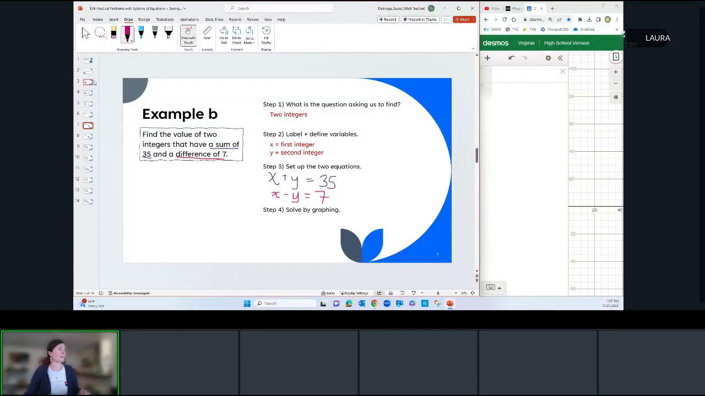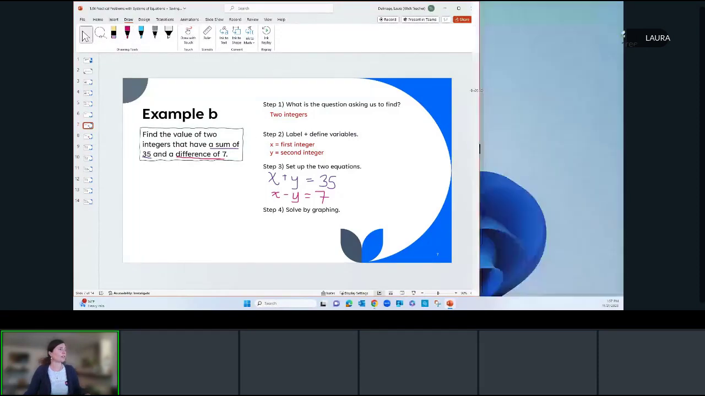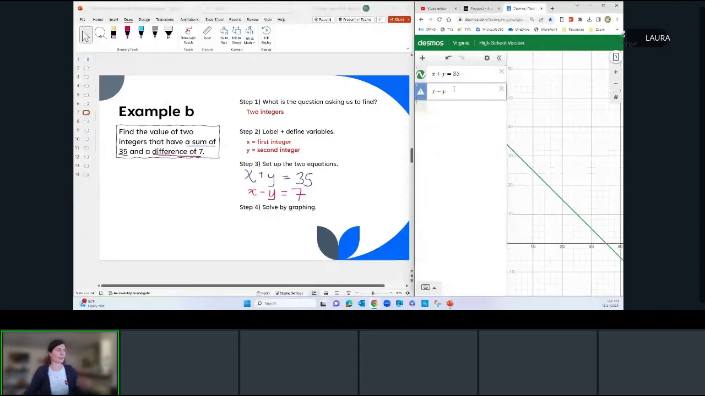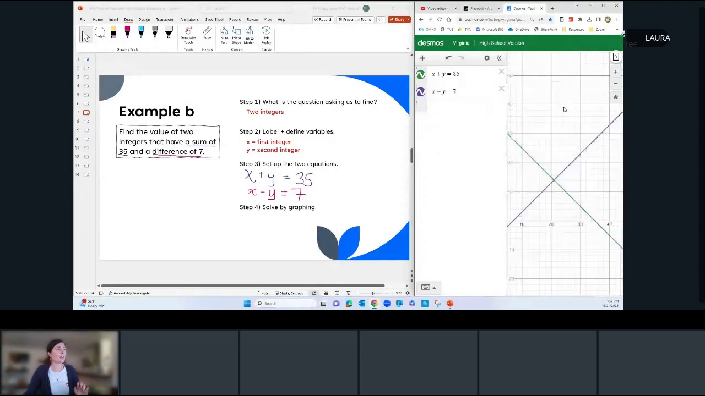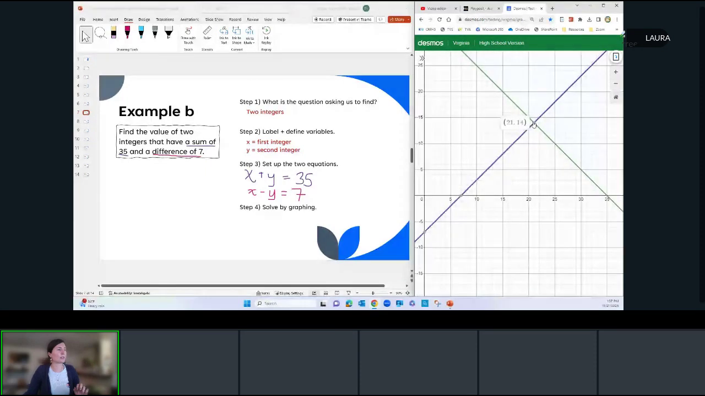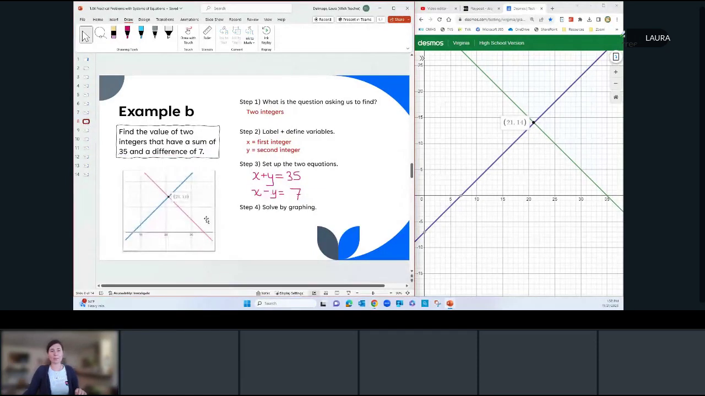Let's go ahead and graph these. So we'll have x plus y equals 35. So that's a line written in standard form. So is this. X minus y is 7. Taking a look, we can see that the system also has one solution, and it's at 21, 14. So what does that mean for our answer? That means that one of our numbers, x, is 21, and the other number is 14.